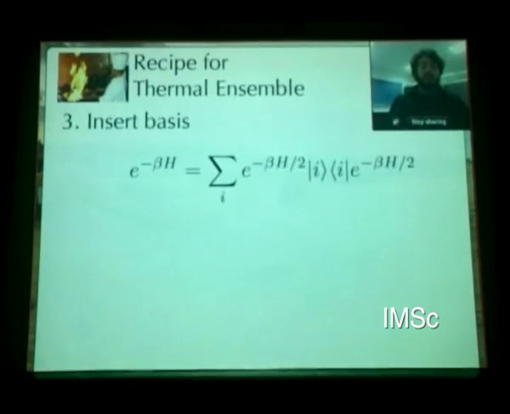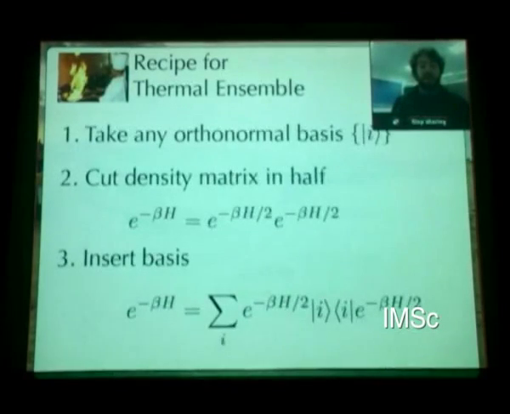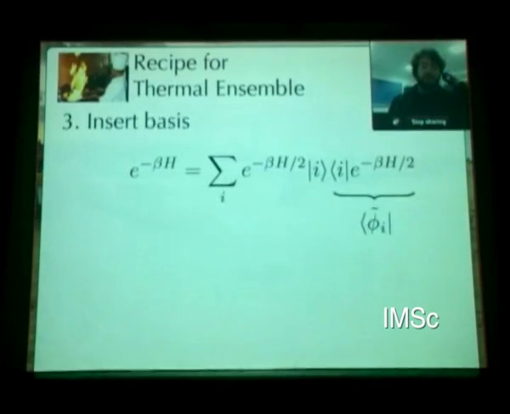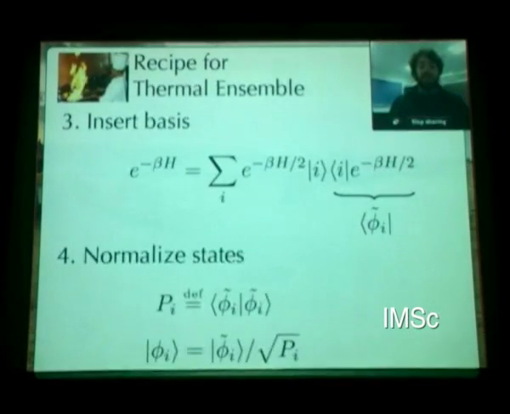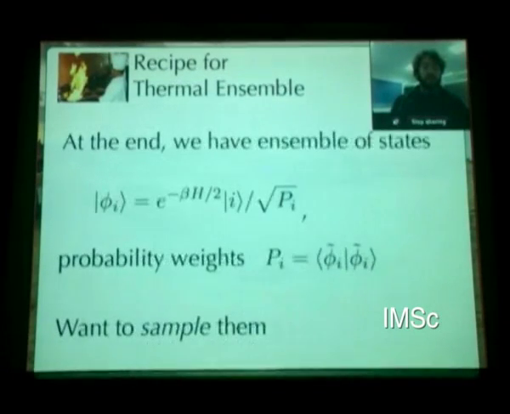So now the idea is that this product, you can call phi tilde sub i. If you think of acting e to the minus beta H over 2 onto the state i, then that product, let's call it phi tilde sub i. And we've basically made one of these thermal ensembles. But the thing is, you have to normalize the states. The states don't have to be orthogonal to each other, but they do have to be normalized. And normalizing actually gives you what these weights p_i are.